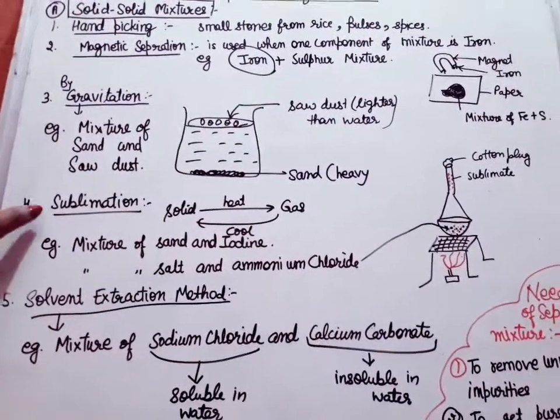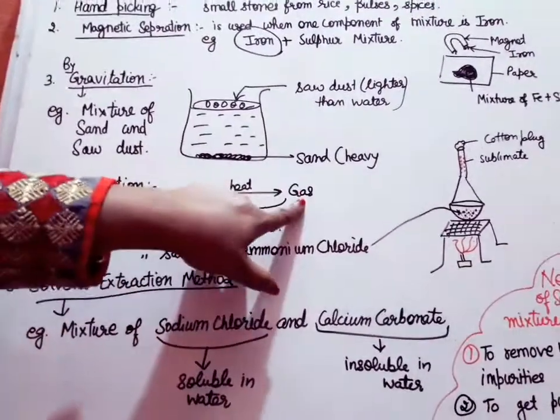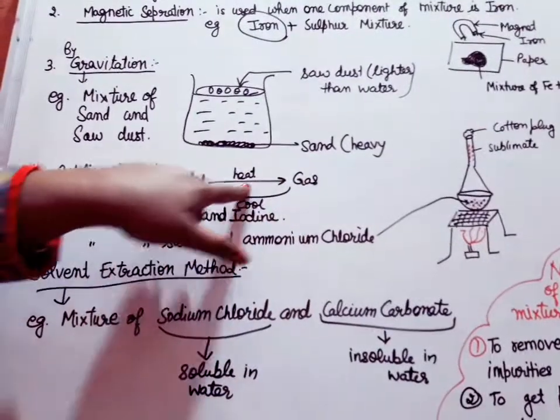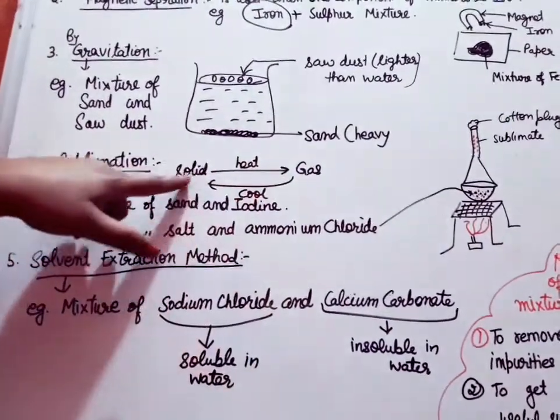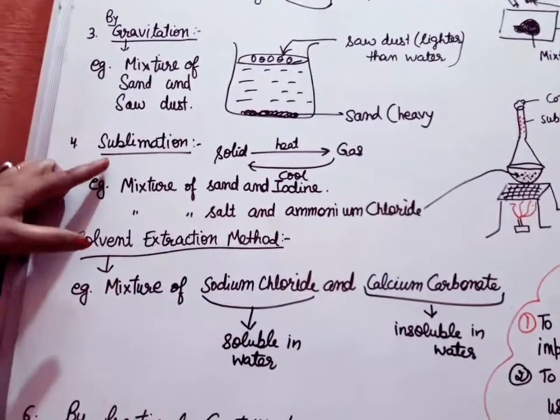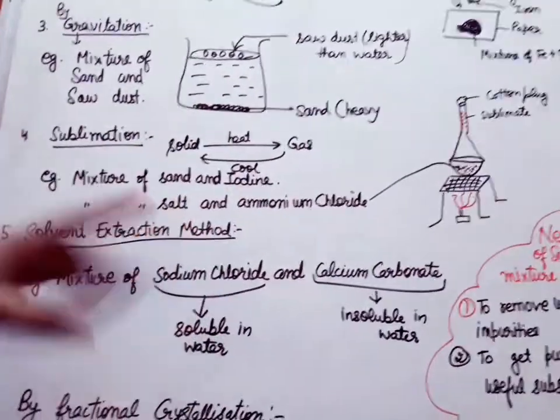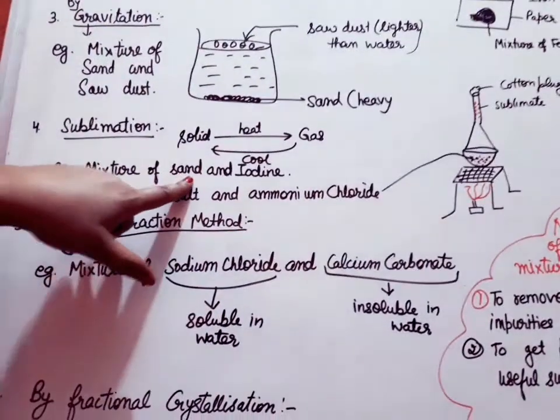Now next method is sublimation. Sublimation is the process in which solid changes into gaseous or vapor state on heating, and again on cooling the gas changes into the solid state. So this method is used when one of the components can be changed directly from solid to gas on heating. Example, mixture of sand and iodine.